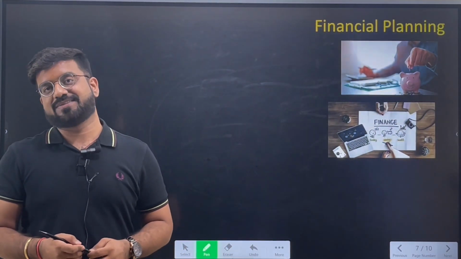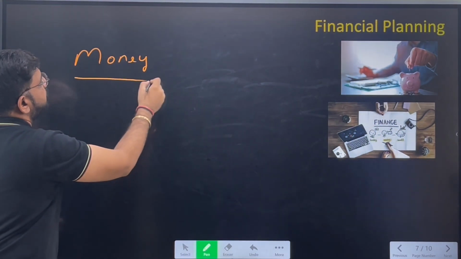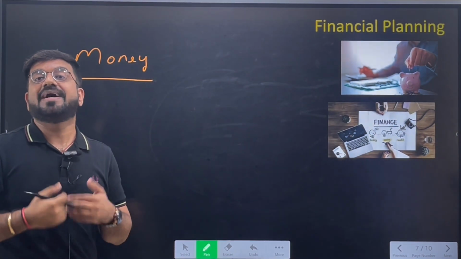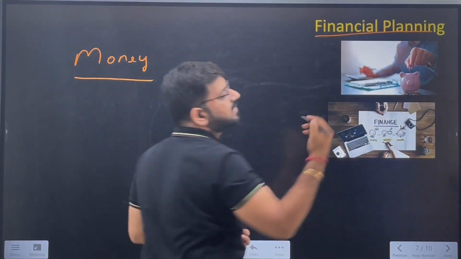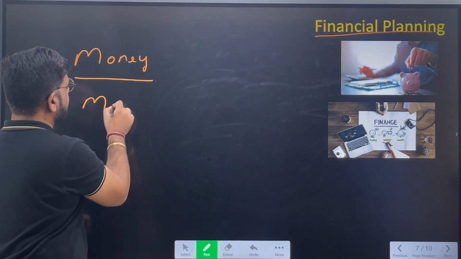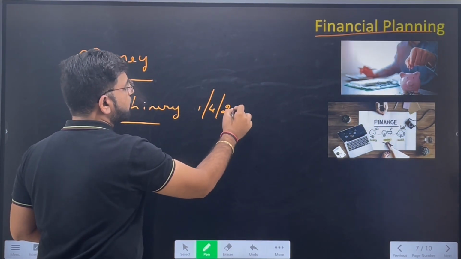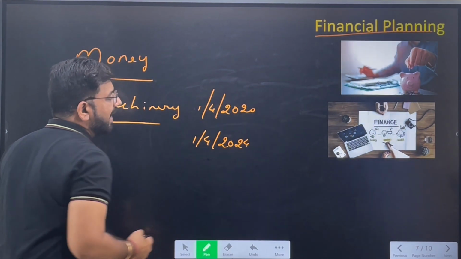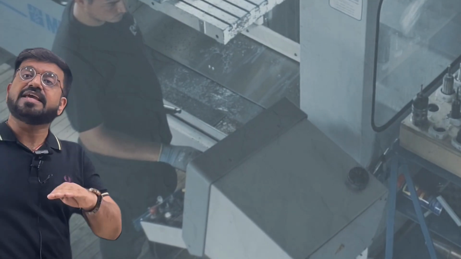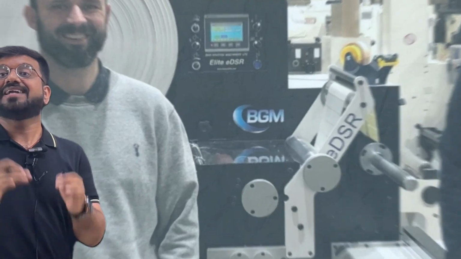Next, we come to financial planning. Obviously, every businessman needs money in order to run the business. The amount of money needed by the business in the near future is decided by financial planning. For example, let's say a business purchased a machinery on 1st April 2020, and suppose today is 1st April 2024. It has been 4 years that the company is using the same machinery. Now the company wants to buy a new machinery, which will require a lot of money to be spent on buying that machinery and installing it.